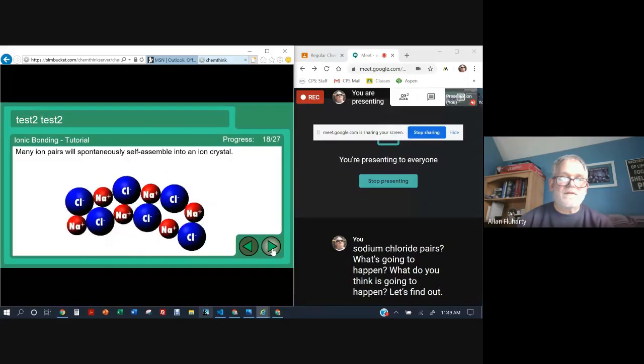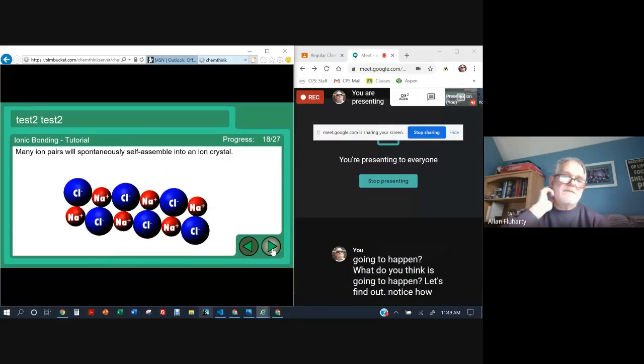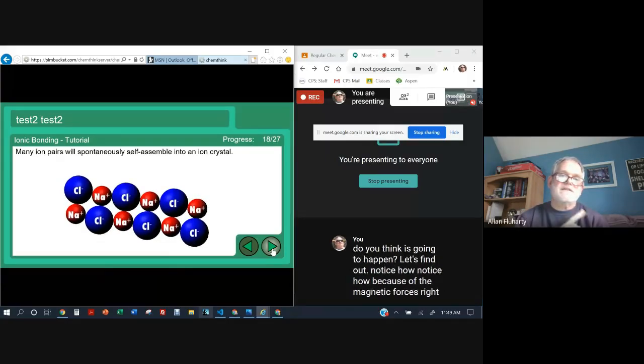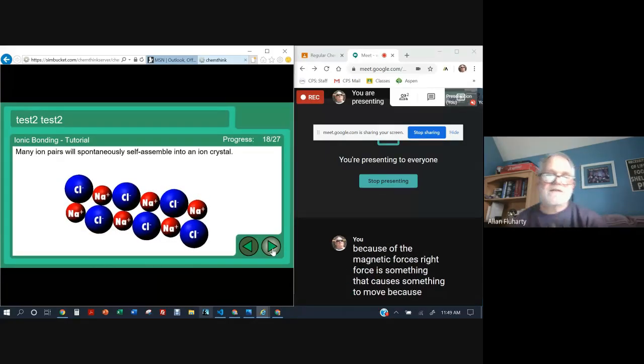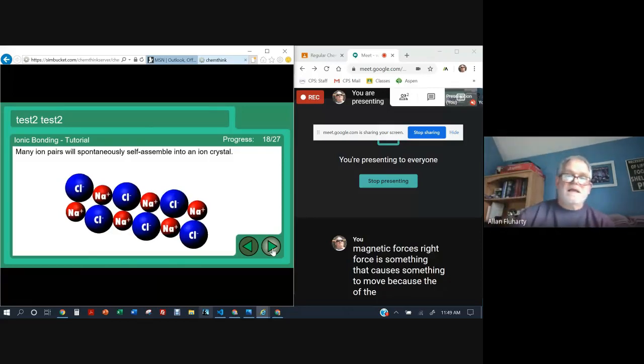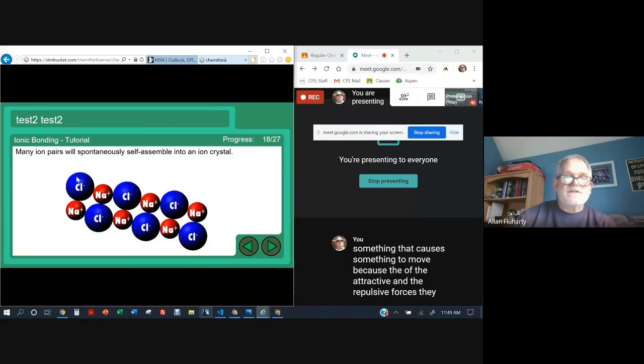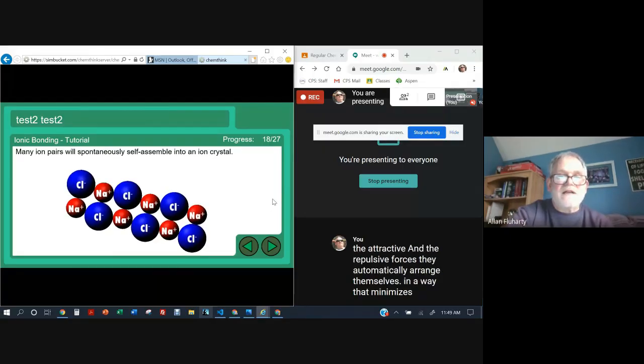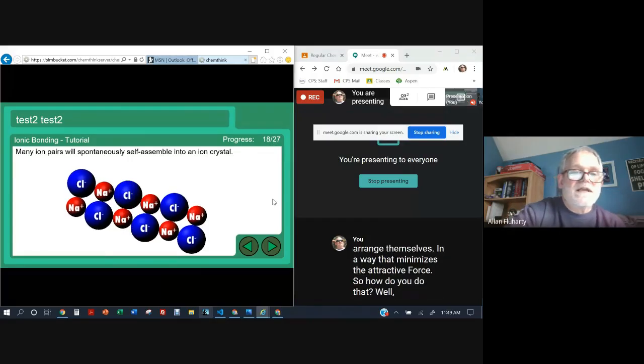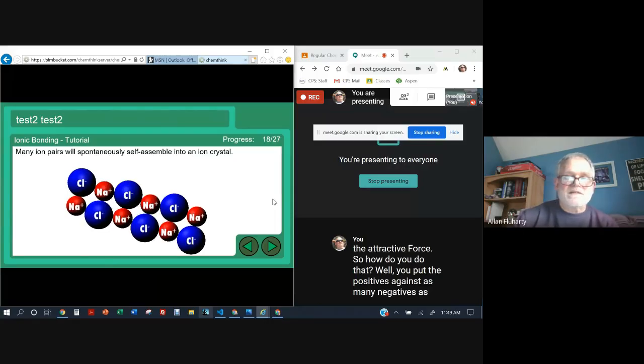Notice how, because of the magnetic forces, right? Force is something that causes something to move. Because of the attractive and the repulsive forces, they automatically arrange themselves in a way that minimizes the attractive force. How do you do that? Well, you put the positives against as many negatives as possible, and you put the negatives against as many positives as possible.